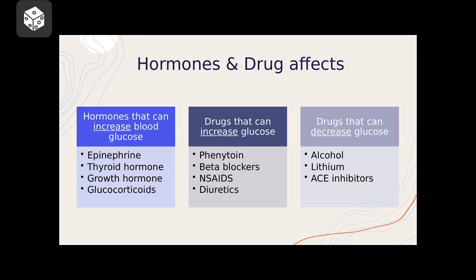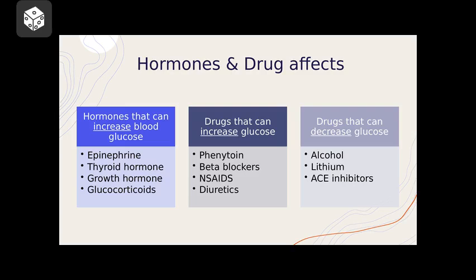You might see some drugs that can increase your blood glucose. Phenytoin, some beta blockers, NSAIDs, diuretics, they can raise your blood sugar. There's also some drugs that can decrease your blood sugar. Alcohol can decrease your blood sugar. Lithium can decrease your blood sugar. ACE inhibitors. Sometimes you'll actually see beta blockers on this list as well. Kind of depends on the person if they're diabetic or not at baseline.